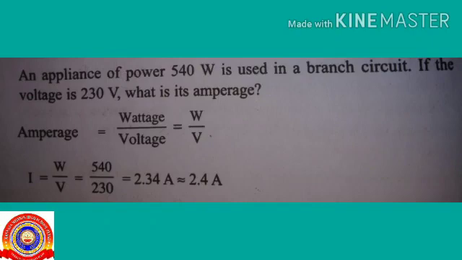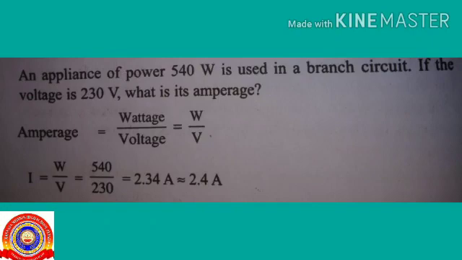So wattage means power. Voltage V. So amperage equals wattage divided by voltage, that is capital W divided by capital V. And we know I equals W by V, power by voltage. So we can also use I for amperage. We know I is the current and the unit of current is ampere.